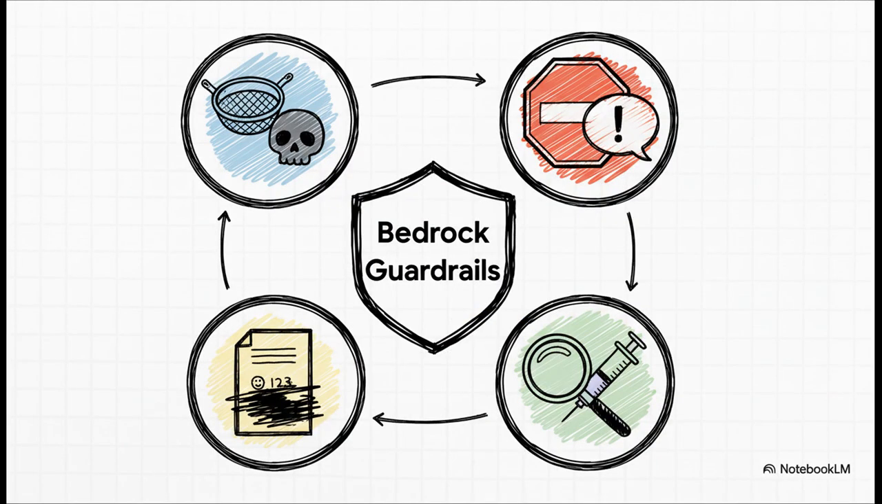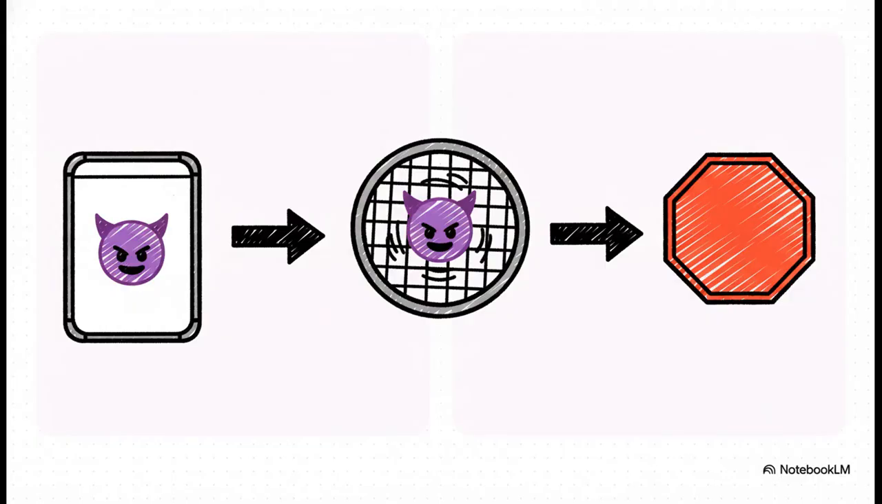Think of guardrails as a really smart, automated filter sitting in front of your model. You can set it up to deny certain topics you don't want the AI discussing. You can filter out harmful content. It can automatically find and redact sensitive info, PII, like names or social security numbers. And critically, it's been trained to spot and block a lot of those prompt injection attacks we were just talking about.